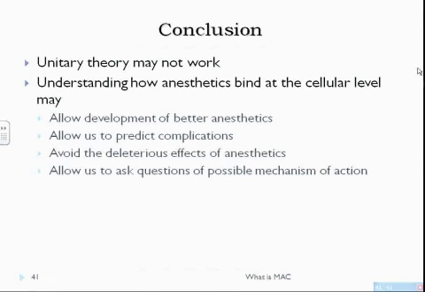In conclusion, a unitary theory may not really work. And instead, understanding how anesthetics bind at the cellular level really allows you, hopefully, to develop better anesthetics, give you more predictable results, and hopefully offset some of the deleterious effects of the anesthetics. And I'll ask you to ask still further questions about the mechanisms of action.